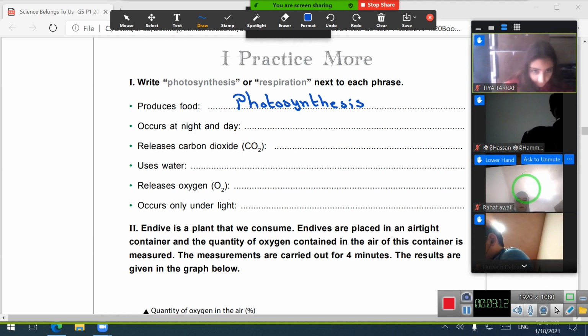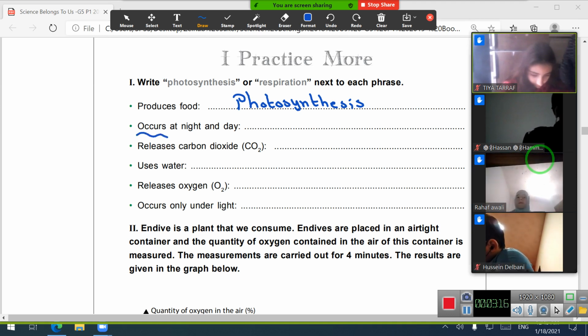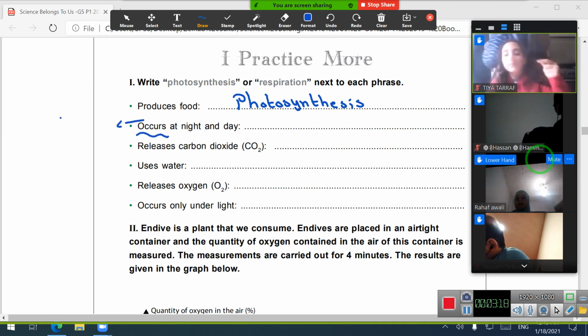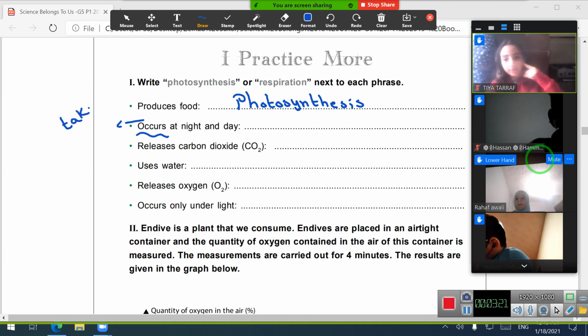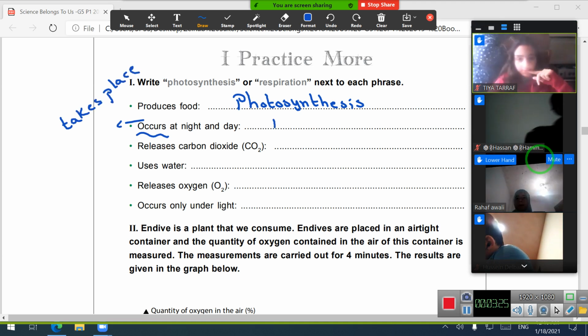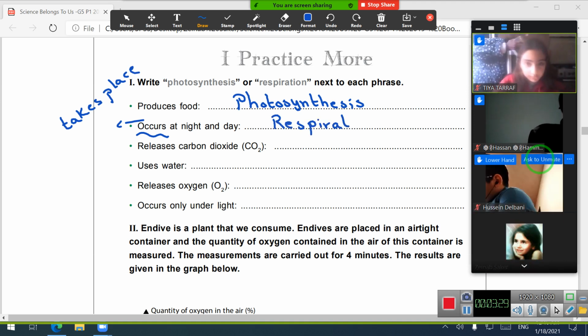Now, Rahaf, it occurs at night and day. Occurs means takes place. Excellent, Rahaf. It is about the respiration. Thanks, teacher. Mute yourself again. It is about respiration.